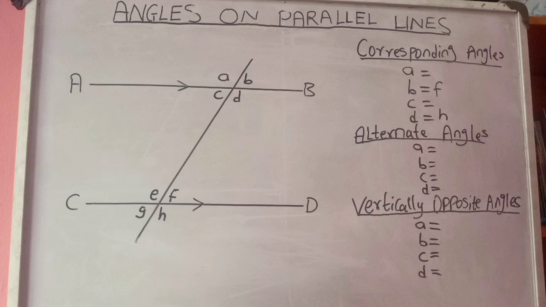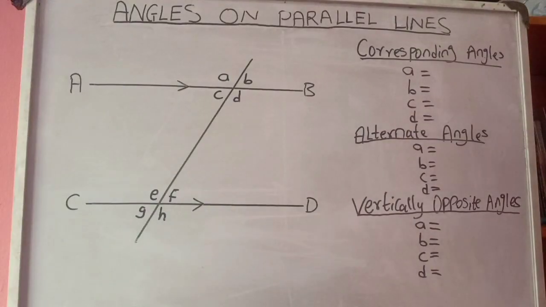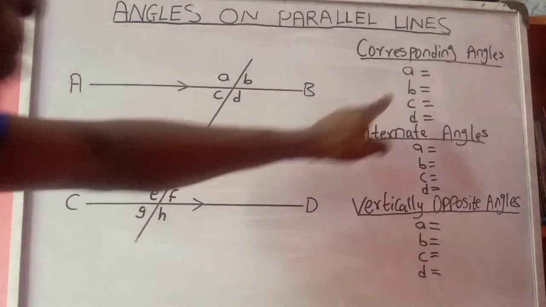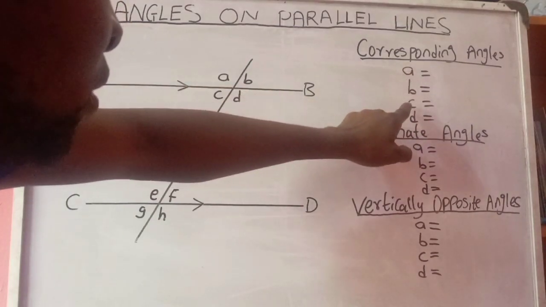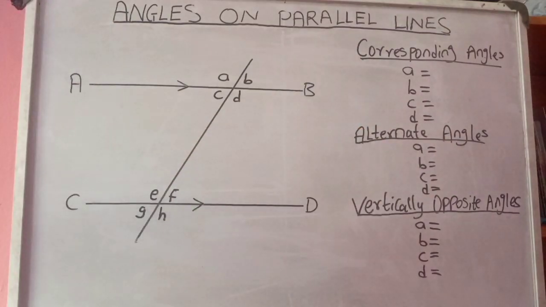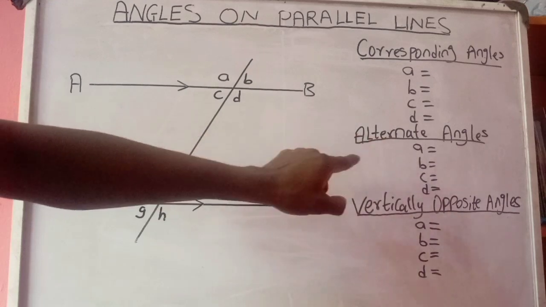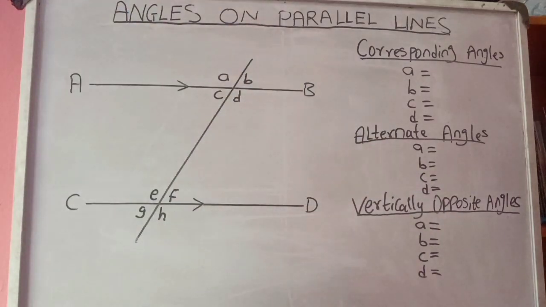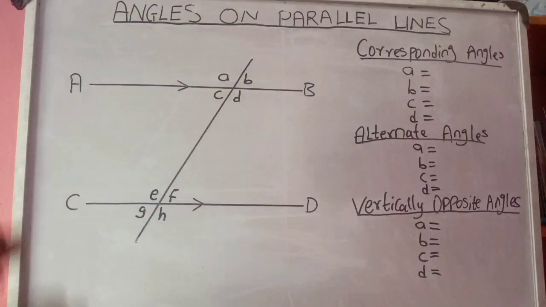How do we now address it in terms of which one is corresponding to each other, or which one is alternate to each other, or which one is vertically opposite to one another? So we shall be looking at the corresponding angle to A, corresponding angle to B, corresponding angle to C, and corresponding angle to D. So you have to pay closer attention because this particular one here, alternate angles, you'll be applying it in angles of elevation and depression, as well as bearing. So this one is very, very crucial to those topics. That's why I said this particular topic is very, very important for you to understand.